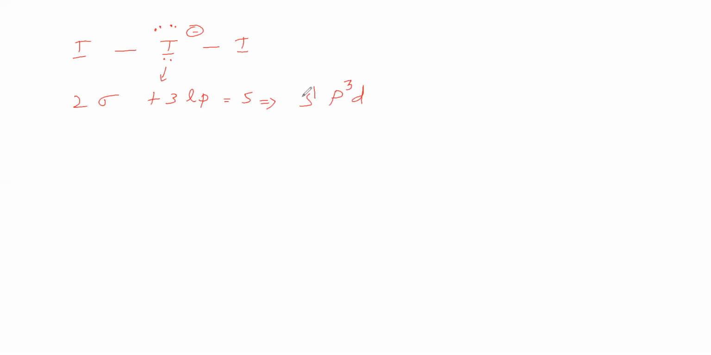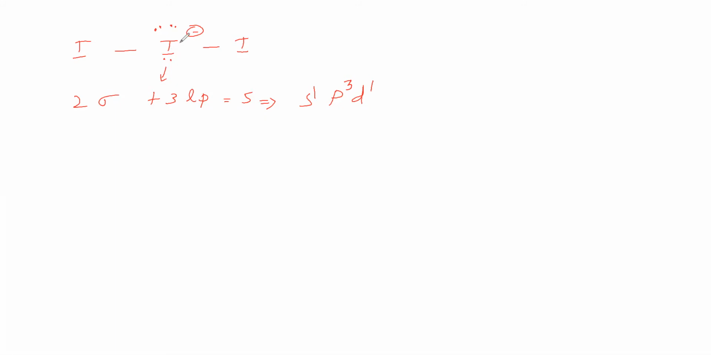Out of 5, still how much is remaining? Still 1 is remaining, that you give to D. Therefore, what is the hybridization of this iodine? sp3d hybridization. Therefore, this iodine has to provide how many hybrid orbitals? 2 hybrid orbitals for 2 sigma bonds and 3 hybrid orbitals for 3 lone pairs. So this central atom iodine has to provide 5 hybrid orbitals.